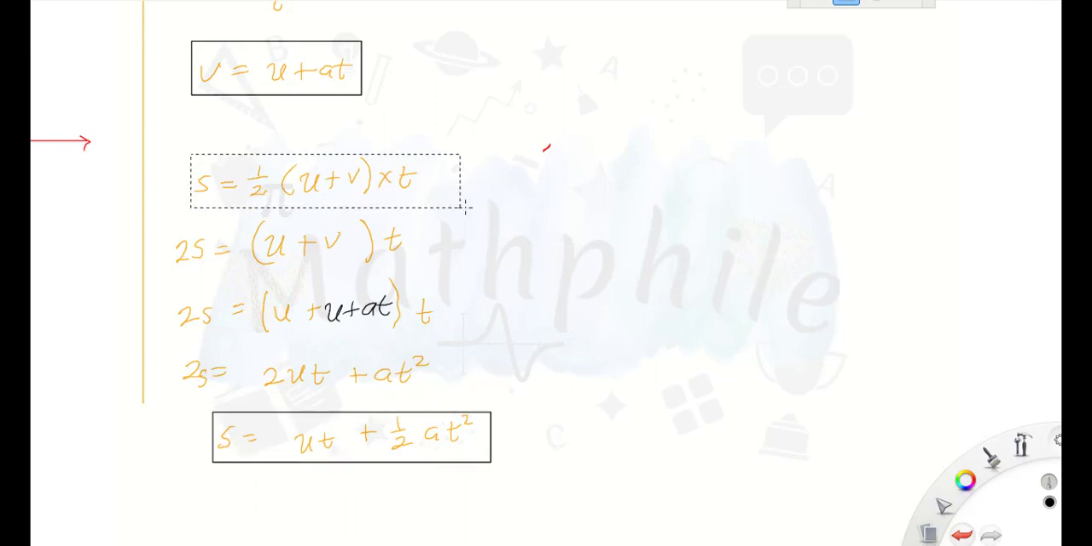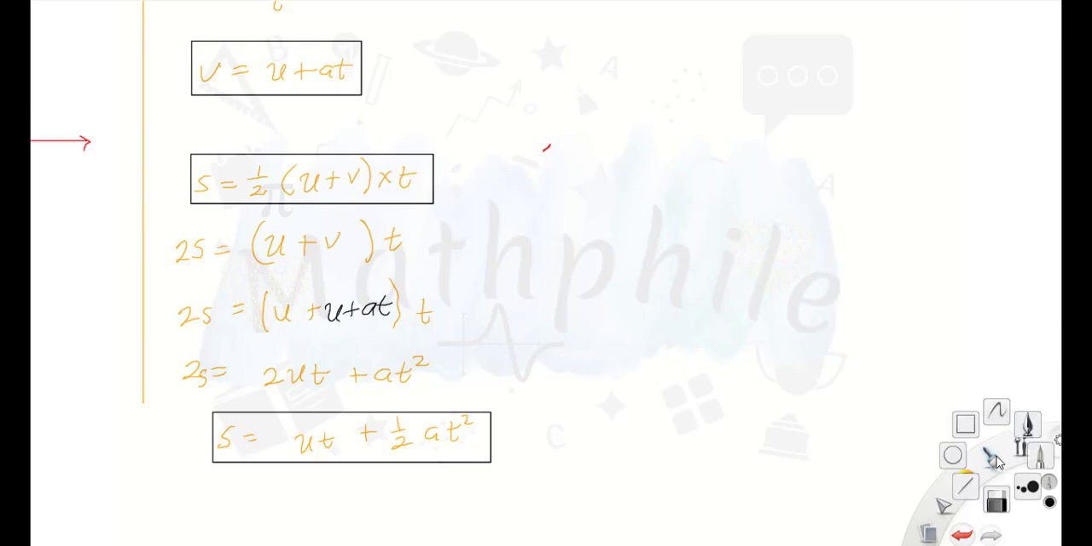So far we've gotten three SUVAT equations. The first one being v equals u plus at. The second one being s equals 1 over 2 (u plus v) multiplied by t. The third one is s equals ut plus half at squared. Now let's see what we can do again. From the first equation, v equals u plus at. This time we're going to make another variable the subject. Let's make u the subject of that equation instead.